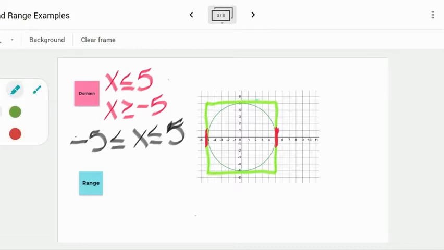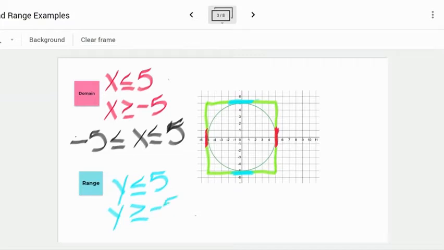Moving on, range is how far up the graph goes and the lowest point that the graph hits. Ranges are y values, so y is always going to be less than or equal to, in this case, 5, and y is going to be greater than or equal to, in this case, -5, which kind of makes sense because it is a circle. So the final answer that we would write is -5 is less than or equal to y is less than or equal to 5.